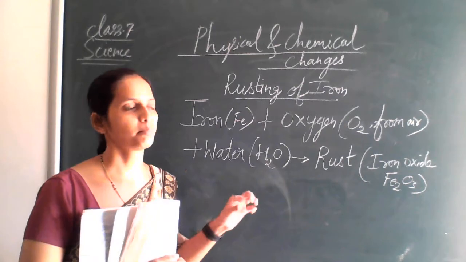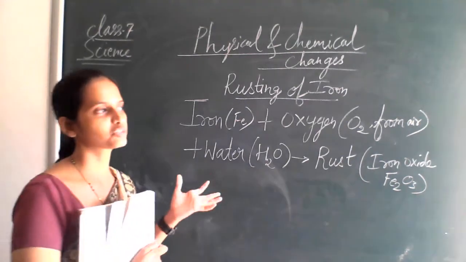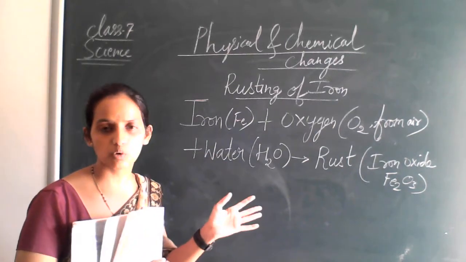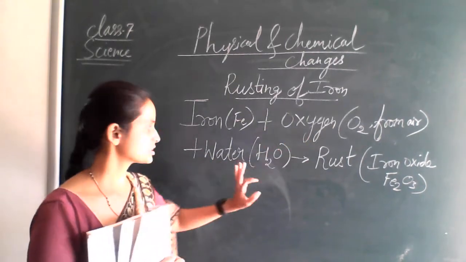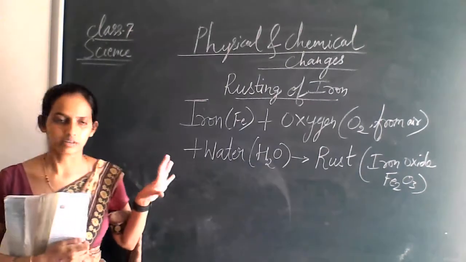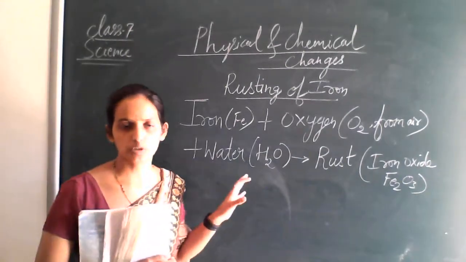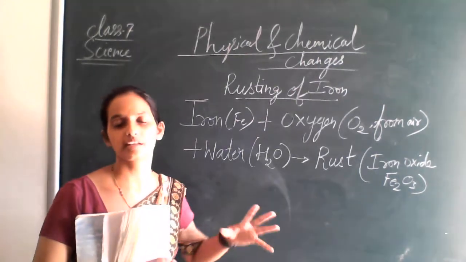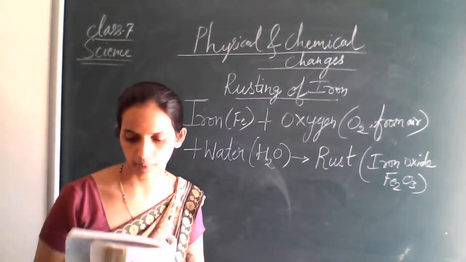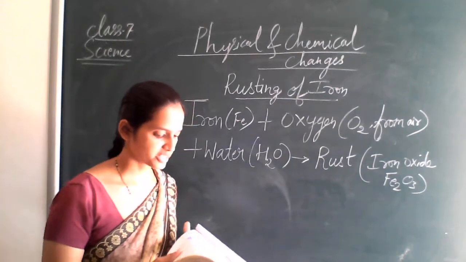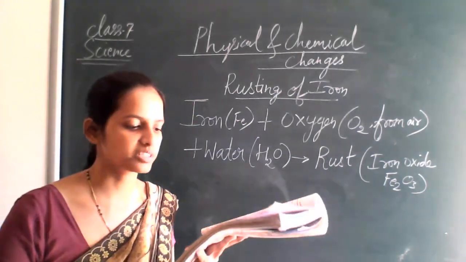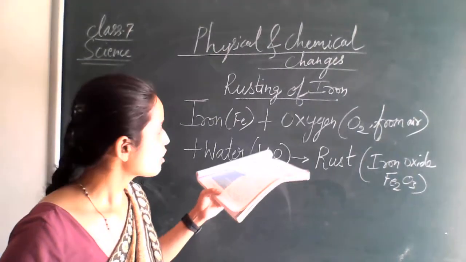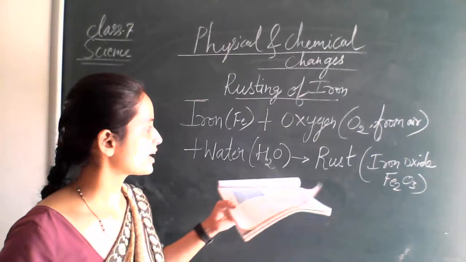So when you keep a metal or iron for a longer time in the surroundings, outside your home, it will react with the oxygen and moisture or water present in the atmosphere. So what happens? It will definitely convert into rust. Your iron will get damaged. So that is called rusting of iron. The process of rusting of iron can be represented as Fe for iron, oxygen, water, and finally the rust.